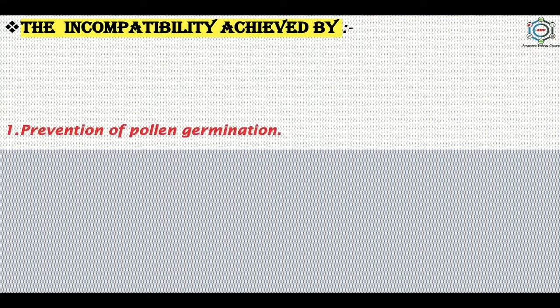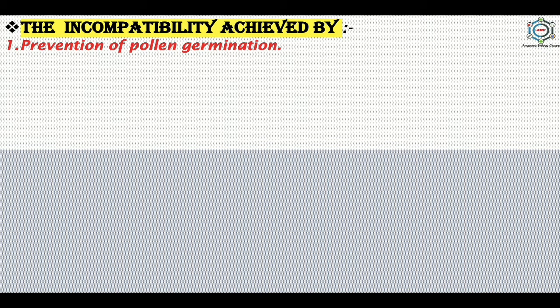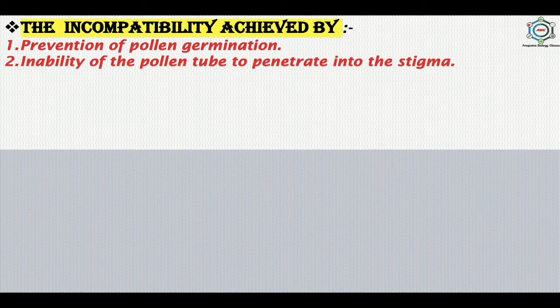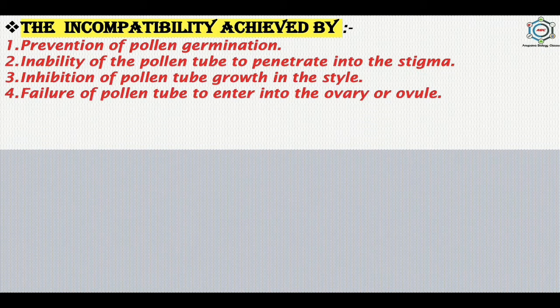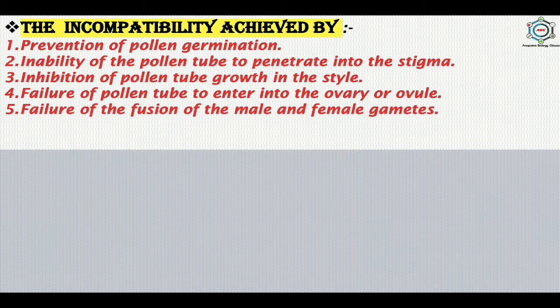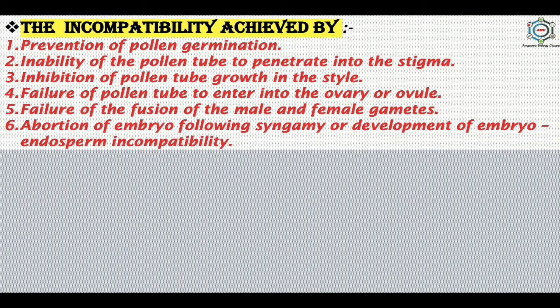Now, the incompatibility is achieved by first, the prevention of pollen germination, then inability of the pollen tube to penetrate into the stigma, then inhibition of pollen tube growth in the style, failure of the pollen tube to enter the ovary or ovule, failure of the fusion of the male and female gametes, and the abortion of the embryo following syngamy or development of embryo, endosperm incompatibility. So these are some points which show why incompatibility occurs.